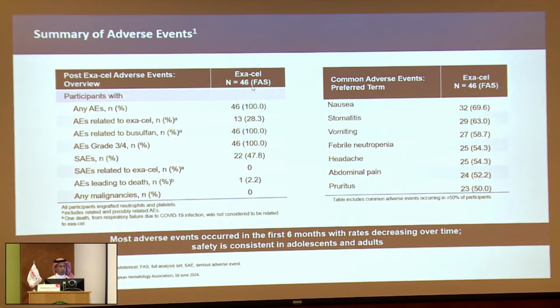What are the serious side effects that we're seeing? It's a combination, some of them due to the conditioning by busulfan and some of them due to XSL. As you can see, the serious side effects due to XSL were not encountered. The one patient who died of COVID is thought to be not contributed to by the treatment, and none of the patients developed malignancy. The other busulfan toxicity, as you can see here, includes stomatitis, nausea, abdominal pain, etc.